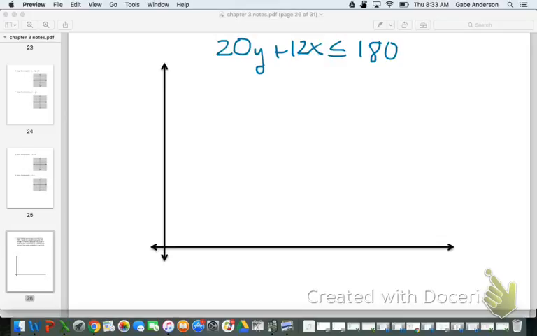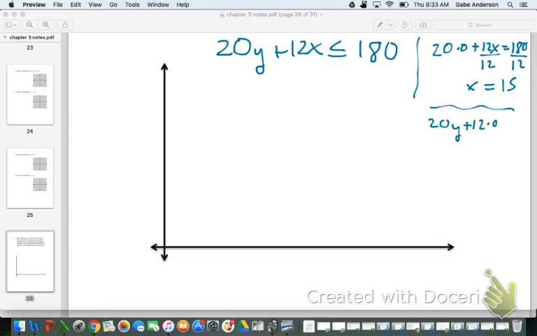With intercepts, I'll just try to squeeze this in over here on the right. To find my x-intercept, I need to plug a 0 in for y. So that's going to be 20 times 0 plus 12x equals 180. If I divide both sides by 12, what is 180 divided by 12? 15. Yep, so my x-intercept is 15. To find the y-intercept, I plug a 0 in for x. So it would be 12 times 0 right there. Dividing both sides by 20, I think the y-intercept is 9.